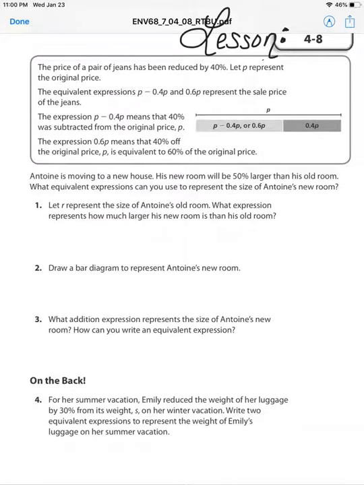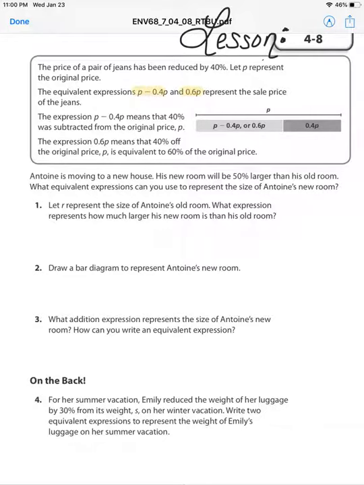Today's learning goal is I can write equivalent expressions. We're going to look at the price of a pair of jeans that has been reduced by 40%. We're going to let P represent the original price. The expressions P minus 0.4P and 0.6P represent the sale price of the jeans. So these two expressions are equivalent to each other.